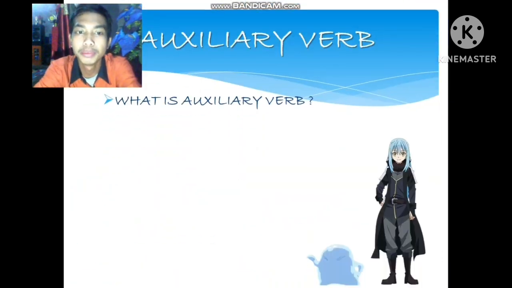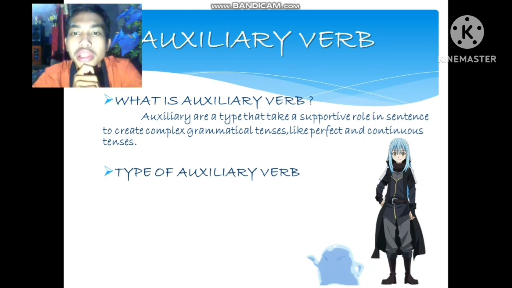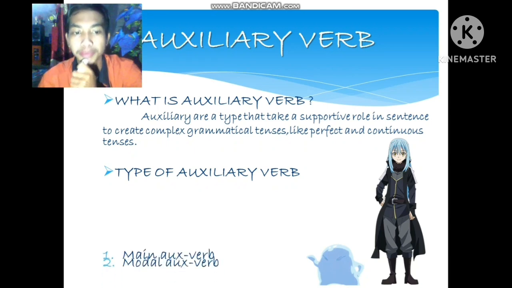What is auxiliary verb? Auxiliary verb is a verb that takes a supportive role in a verb. They are used to make perfect grammatical tenses, like perfect tenses or continuous tenses. This is the definition. And the types of auxiliary verb itself, we can distinguish auxiliary verb into two models. The first is main aux verb, and the second is modal aux verb.